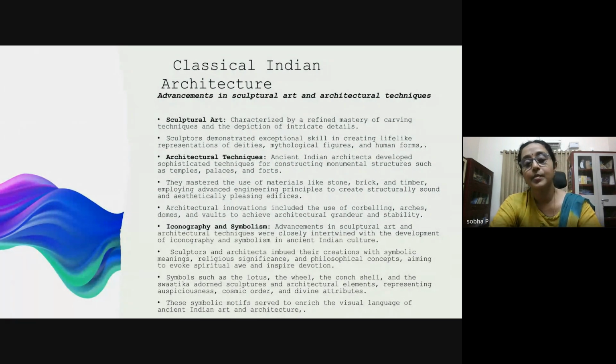Then coming to the next point, that is iconography and symbolism. The advancements were intertwined with the development of both iconography and symbolism. Here, sculptors and architects imbibed their creations with symbolic meanings, significance, and philosophical concepts. Symbols such as the lotus, wheel, and also swastika adorn sculptures. They represent auspiciousness, order, and divine attributes. So these symbolic motifs serve to enrich the visual language of ancient Indian art and architecture.